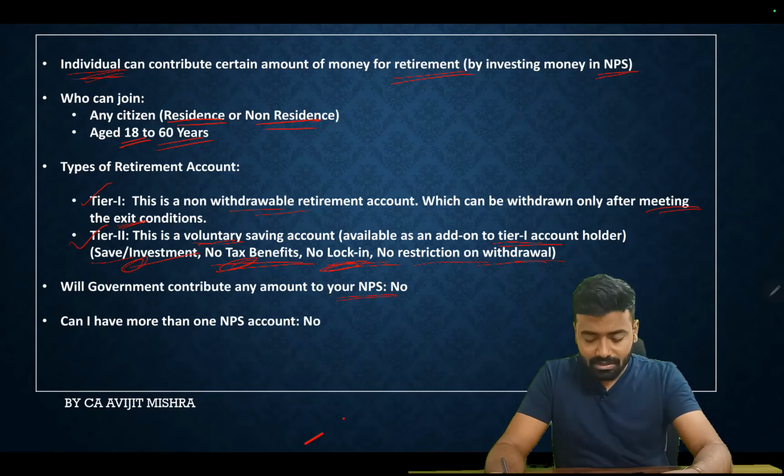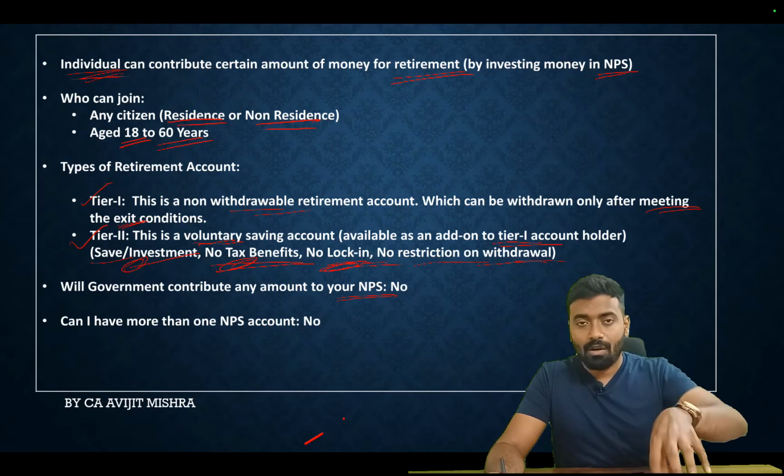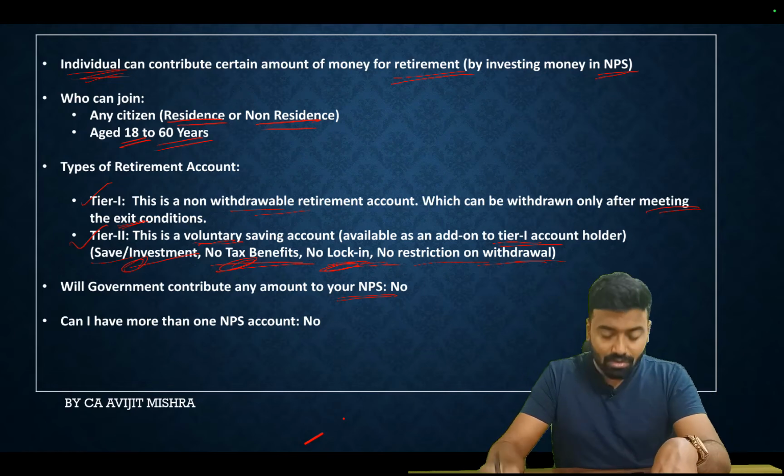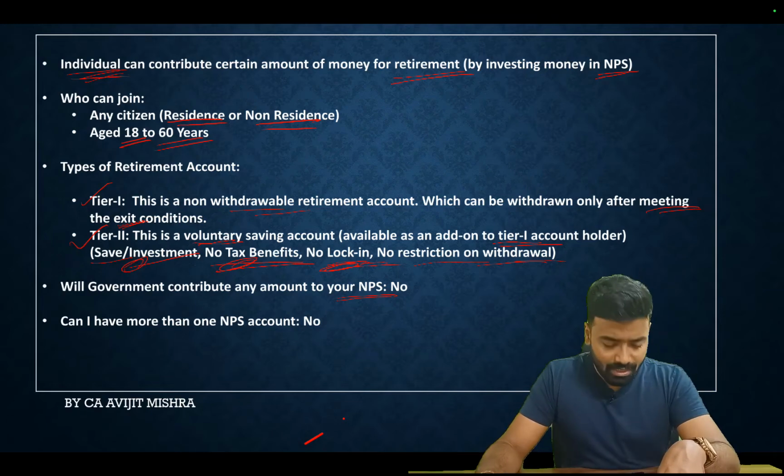No, absolutely not, because this is purely you contributing the money, and what is happening is the organizations are managing it on your behalf. So government is not going to contribute a single amount of money for this.